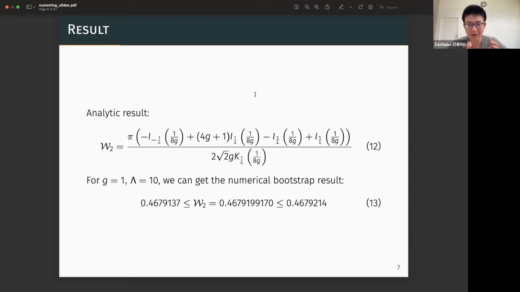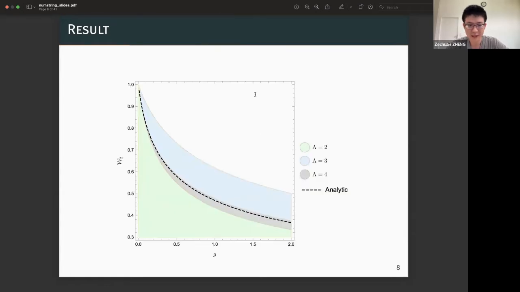So we see that in the middle, this is the exact value. So we get that our bootstrap result is actually highly non-trivial. We get already for lambda equals 10, we get 6 digits already. So this result is highly non-trivial. And for different G, you can see that in the middle, the dashed line is the analytical result. And when you are increasing the lambda, the allowed region for W2 is shrinking very, very fast. Actually, for lambda equals 5, which I didn't plot here, it is already indistinguishable from the plot.